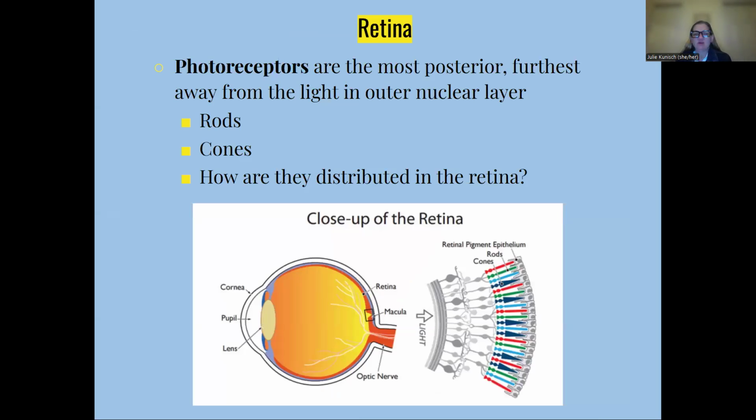So remember in the retina, we have the photoreceptors, which are the rods and the cones. Can you remember how the rods and the cones are distributed in the retina? If not, I want you to look it up and find out. Remember what the rods do, what the cones do. That's really important to know.